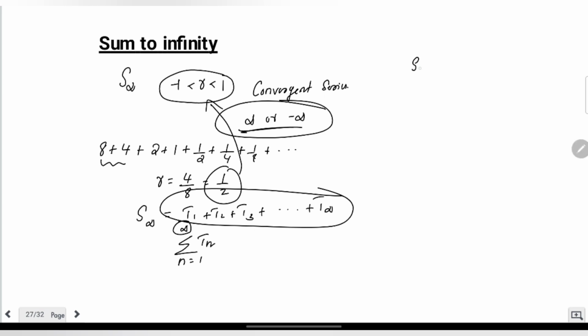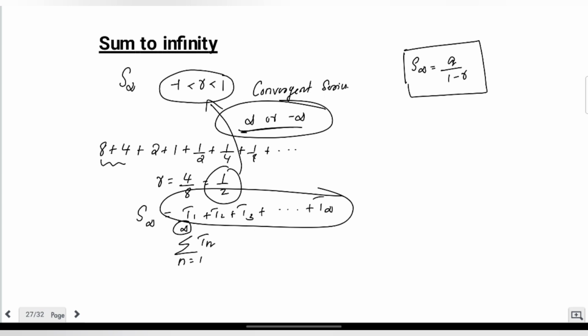That formula I will write here. S infinity is equal to a divided by 1 minus r. This is the formula. Very simple formula: a divided by 1 minus r. I will show you its derivation in the class. So for the time being, you just need to know this formula. S infinity is equal to a divided by 1 minus r.